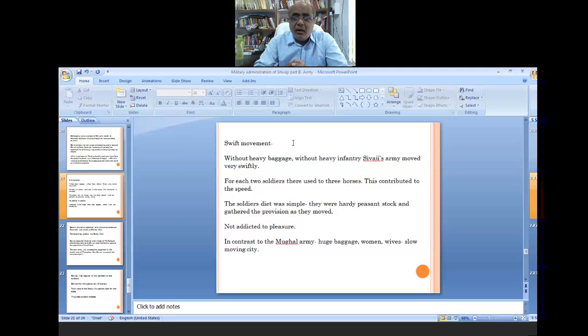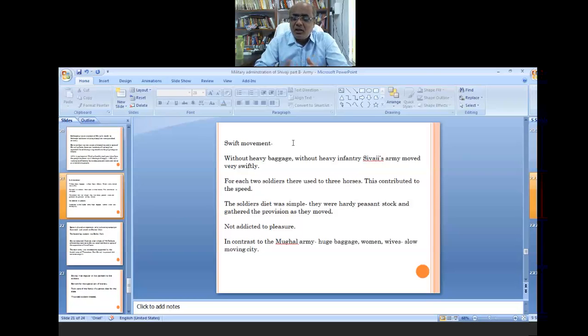The soldiers' diet used to be very simple. They came from peasant stock, and they gathered provisions as they moved. Very simple, like the Marathas even now use bhakri and chutney, and very little. They were not addicted to any pleasure. Shivaji did not allow it, and in any case, poor people generally do not have spare money. The mountainous terrain from where these people were recruited was not fertile, so they were brought up in poverty and were not addicted to any kind of rich diet or luxury. So it was easier for them to adapt to the very harsh life of a cavalryman under Shivaji.